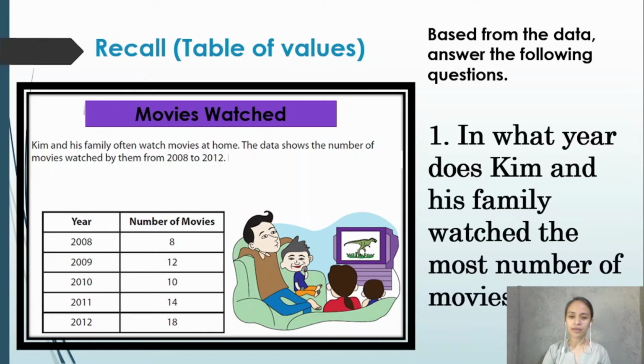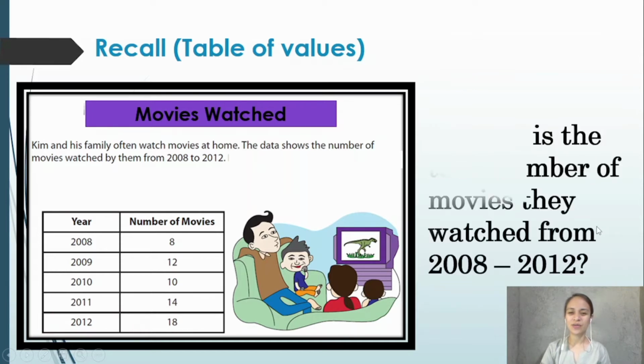Number 1. In what year does Kim and his family watch the most number of movies? So, the question is, what year has the most number of movies? The most number of movies, the highest, is 18. So, what year is that? The answer is 2012.